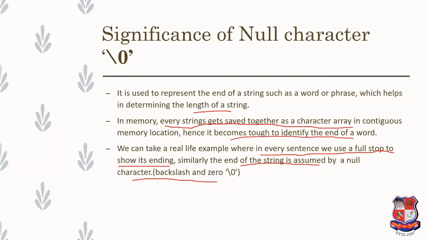The human brain can identify that if I'm writing my name is AKRUTI, then there is one space before name, one space before is, one space before AKRUTI, and my sentence ends there. That my human brain knows. But what about the machine? So that's why the null character is a must. So that was about the significance of the null character, and it's important to remember this because it can be asked in a lot of exams.